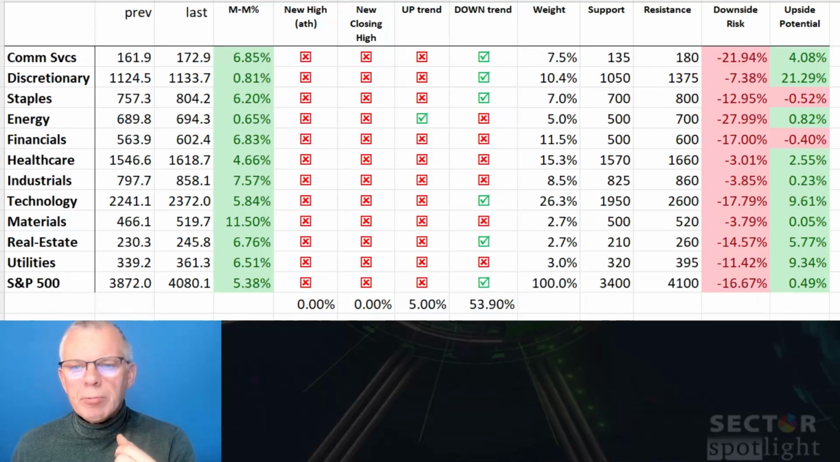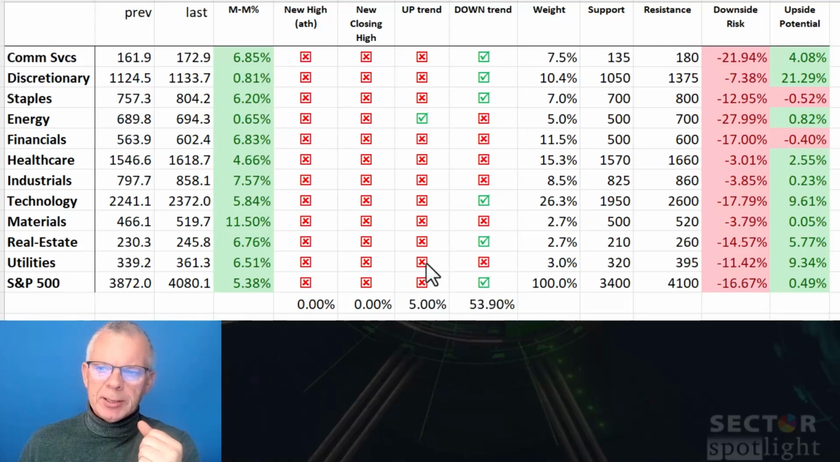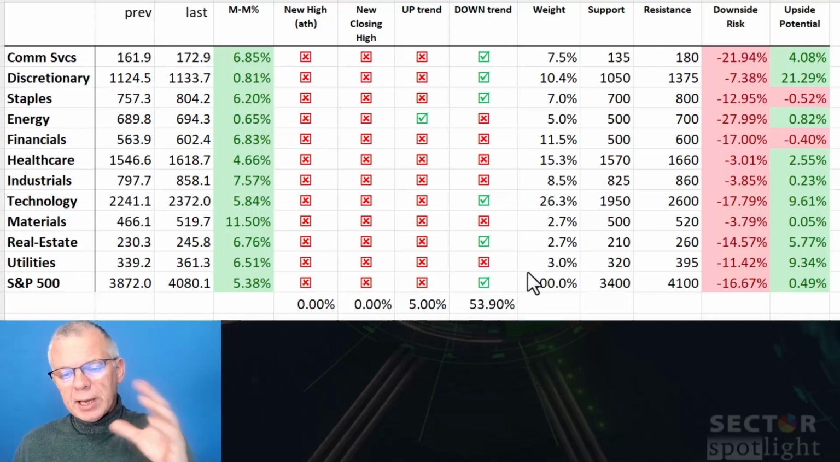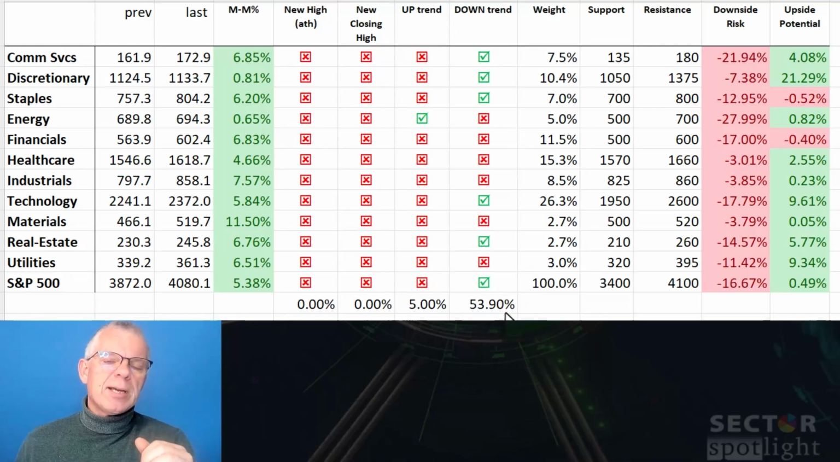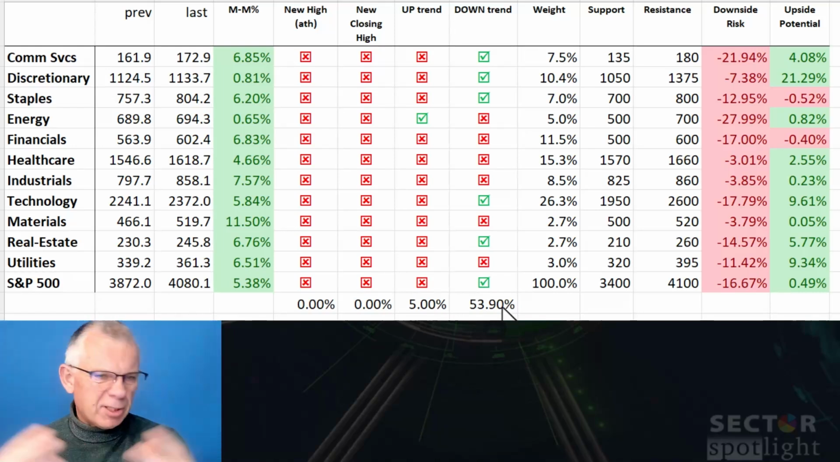As usual, we wrap this up in our table where we can find basically the only sector with an uptrend, energy, as I told you. And then in the downtrend, we've got communication services, discretionary, staples, technology, real estate, and the S&P 500 overall. So together, that means that almost 54% of the market's in a downtrend, only 5% is in an uptrend, which means that about 40% of the market is moving sideways, which is indecisive.